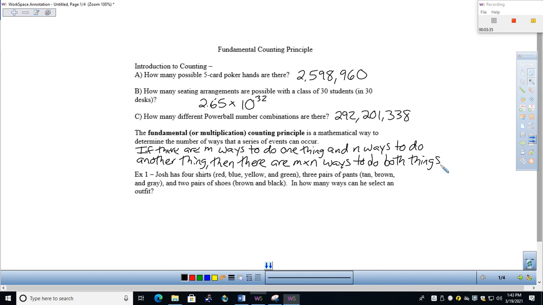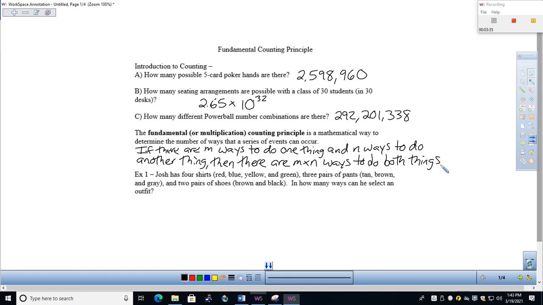Okay, but let me go ahead and read example 1 and get us going. So Josh has 4 shirts. I listed them, 3 pairs of pants, again listed, and 2 pairs of shoes, all good. How many ways can he select an outfit? All right, as I said, just contrived, very, very straightforward. So in order to create the outfit, he obviously has to pick a shirt, then he has to pick a pair of pants, and then he has to pick a pair of shoes.